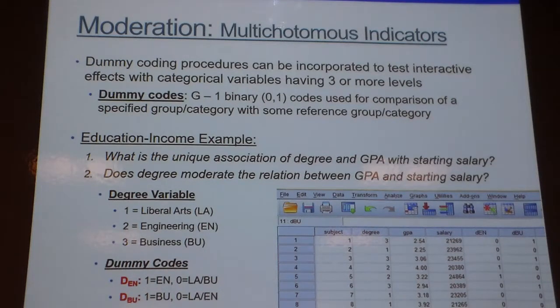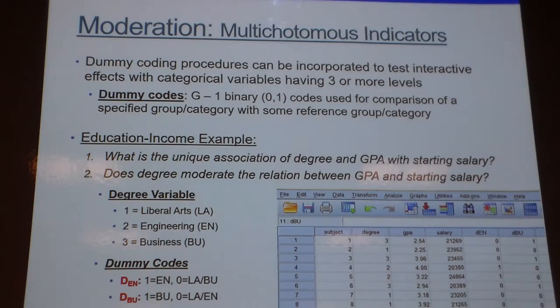But, so this is a new example for all of you. They go through looking at how you might go about incorporating dummy codes to look at moderation analysis. So what we've got here is a set looking at the relation between education and income. And we've got a couple questions looking at the unique association of degree and GPA with starting salary, right? And to what extent degree type moderates the association between GPA and starting salary, right?